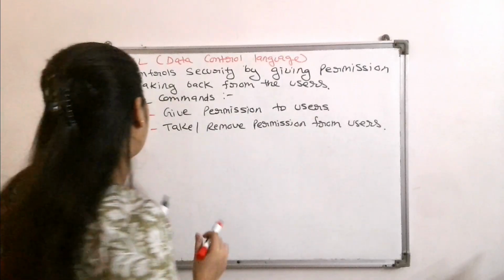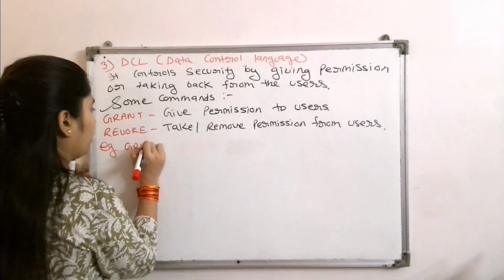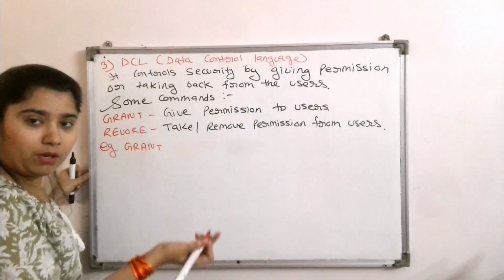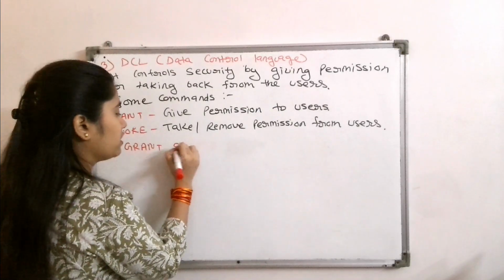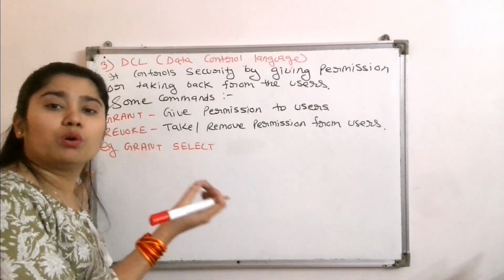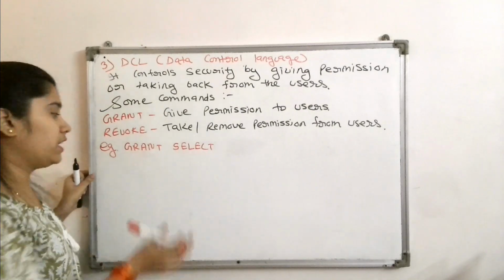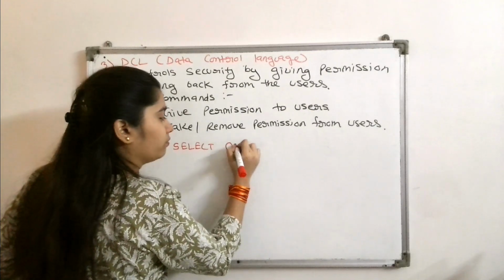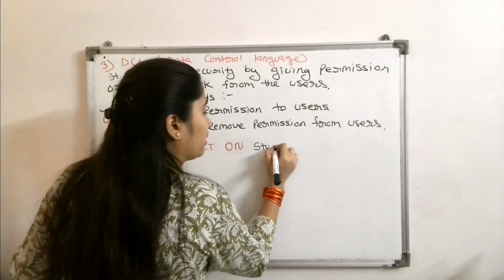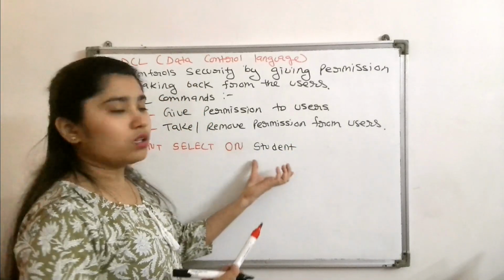Let's see an example also for better understanding. We will see the example of GRANT. For giving the permission we write GRANT, then after grant we write SELECT. Why are we using select? Select means to read, and that is the permission we need to give. So GRANT SELECT ON, then the table name. We will take the table name as student only.